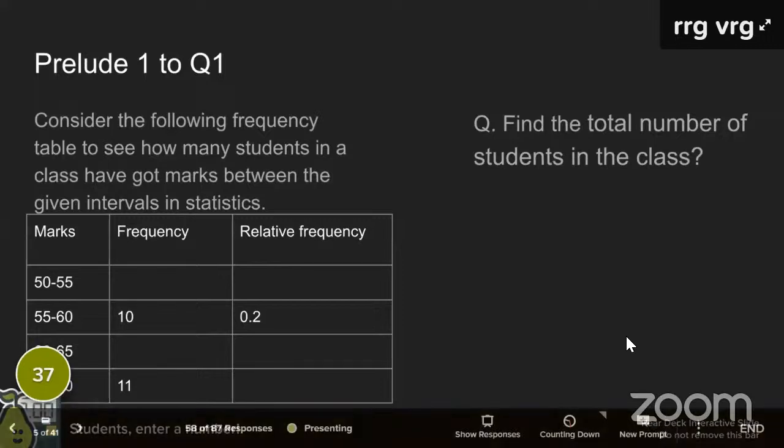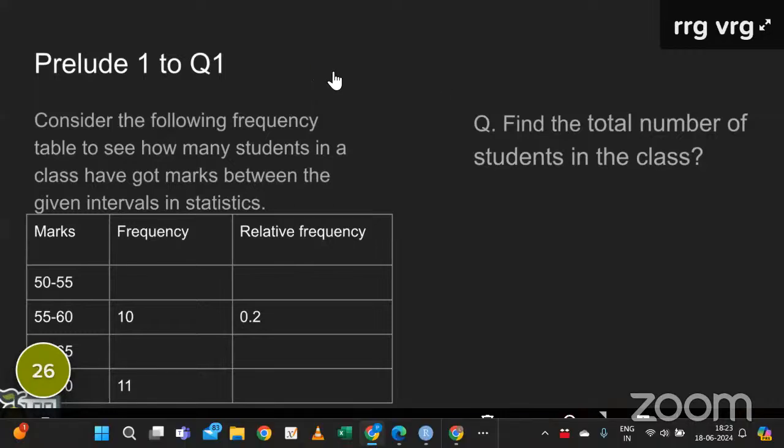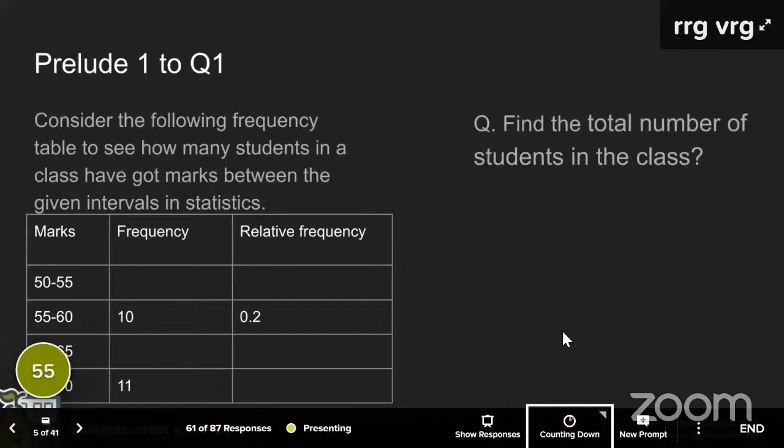Sir, give me 2 minutes, I will try in my copy. Fine, I will increase the time limit. I will give 1 more minute. Don't worry. Okay, I'm going to increase the time limit. Let me increase it for 1 more minute. I think this should take 1 minute, not more than 1 minute, but it's fine.